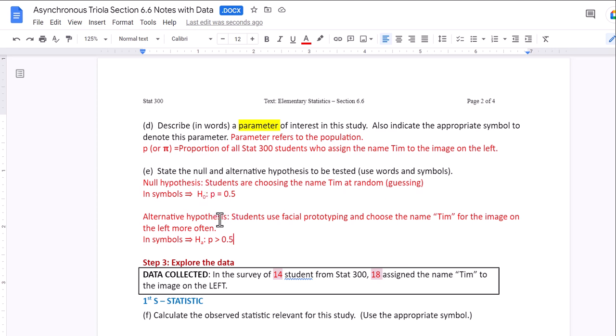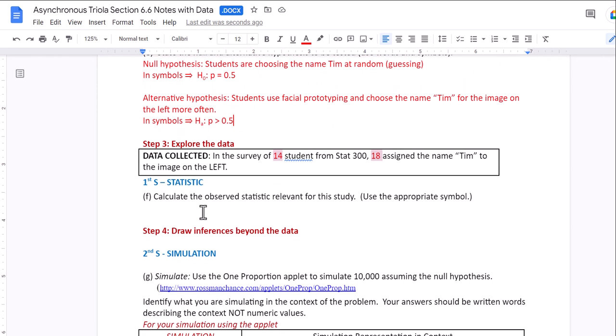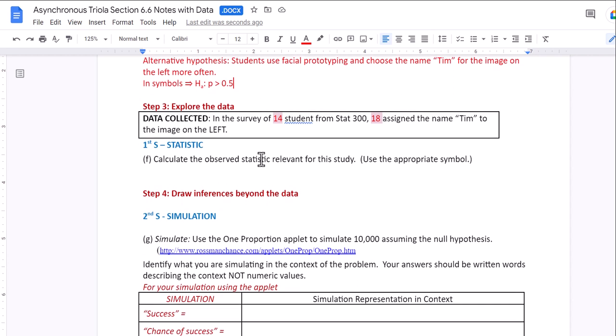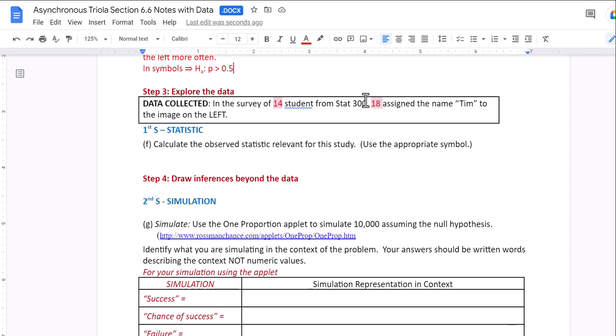And now we are going to look at the data. I looked at your surveys, and 18 people have taken it so far. I wanted to make sure that I recorded the video before too much time went on. So 14 students from STAT 300, out of 18, assigned the name Tim to the image on the left. So let's calculate the observed statistic relevant for this study, and let's use the appropriate symbol.